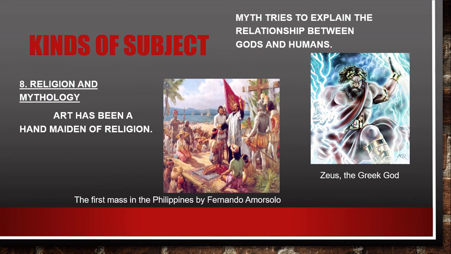So the term myth comes from the Greek word mythos, meaning story or legend. Myth tries to explain the relationships between gods and humans.